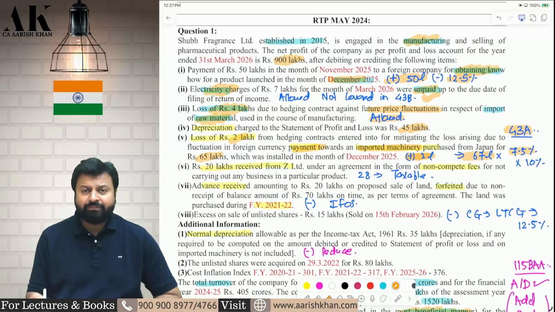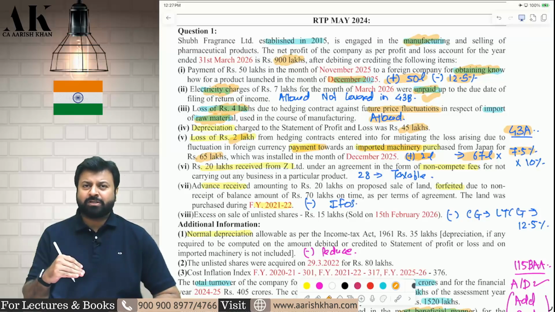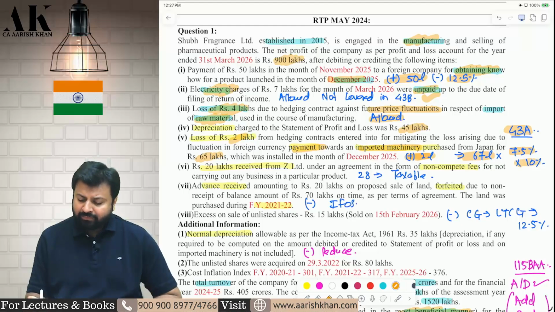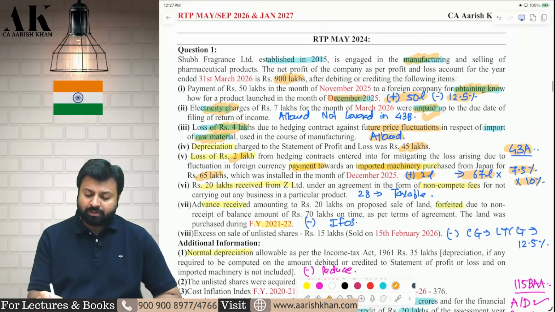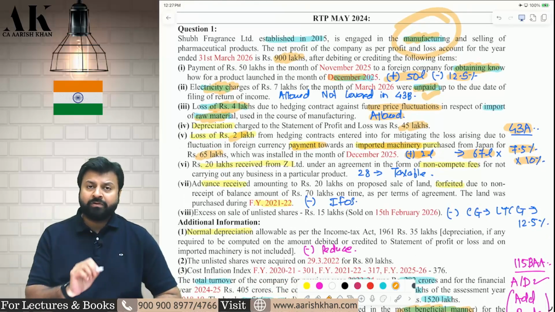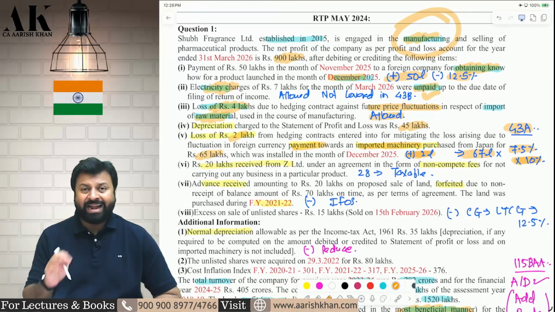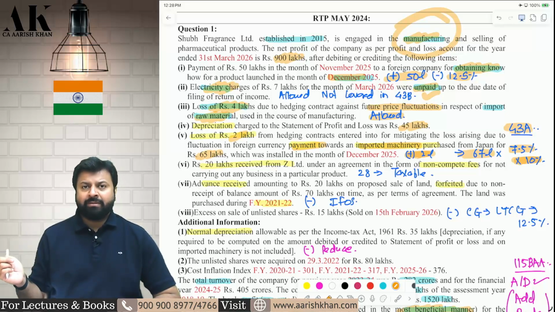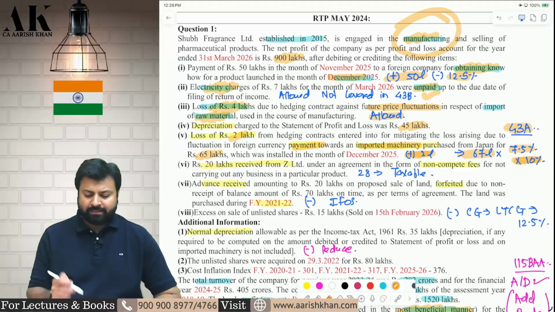On that you will claim 7.5% depreciation because the machinery is used for less than 180 days, and you will also claim 10% additional depreciation because the assessee is engaged in manufacturing. And now we are computing income as per normal provision. In 115 BAA we will add back this additional depreciation. So when we compute the 115 BAA total income, at that time we will add back this depreciation.